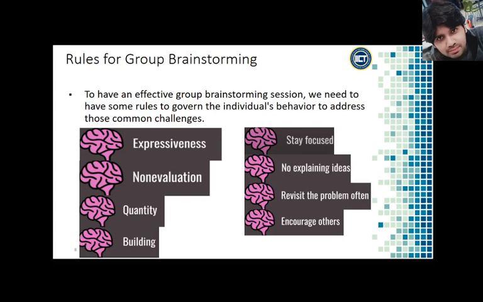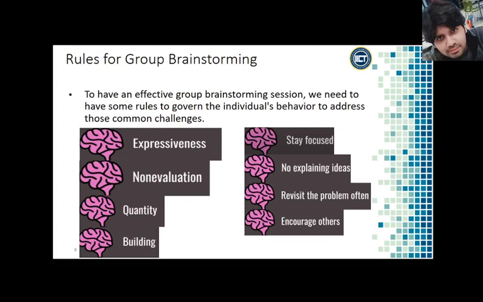Number 1. Stay focused. Keep the goal in mind at all times. Number 2. No explaining ideas. Say the idea and move on. No justifying ideas. Number 3. When you hit a roadblock, revisit the problem. Say it again out loud. Number 4. Encourage others. If someone isn't speaking up, encourage them to do so.